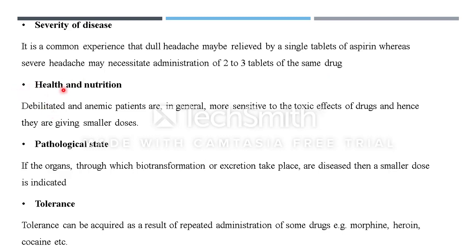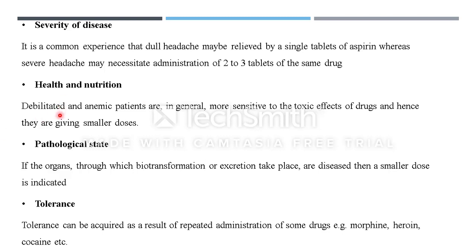Now the fifth one is health and nutrition. What is the status of the individual? What is the health status, the nutritional status of the individual? This kind of status may also determine the dose that will be given to the individual.